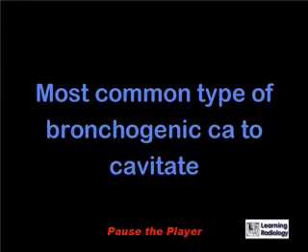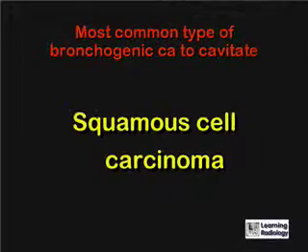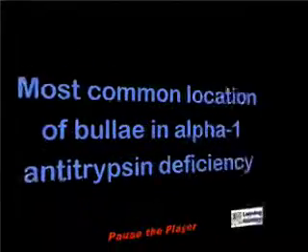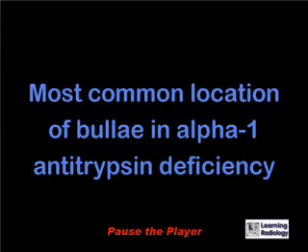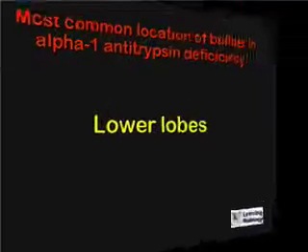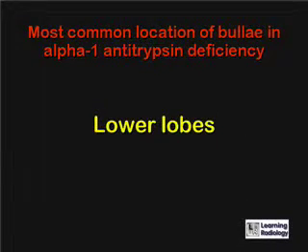What is the most common type of bronchogenic carcinoma to cavitate? Squamous cell carcinoma. What is the most common location of bullae in alpha-1 antitrypsin deficiency? The lower lobes.